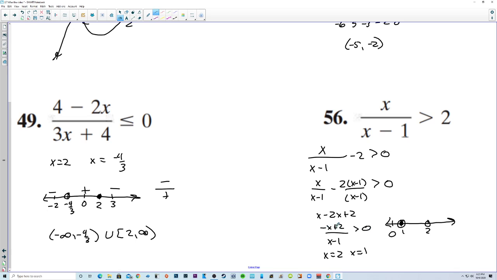0 would be 2 over negative 1. That'd be negative. How about 1.5? So negative 1.5 plus 2, that'd be positive. And 1.5 minus 1, that'd also be positive. So this is positive. And then 3 would be negative 3 plus 2 is negative over positive. That's negative. And we want positive. So we want from 1 to 2.